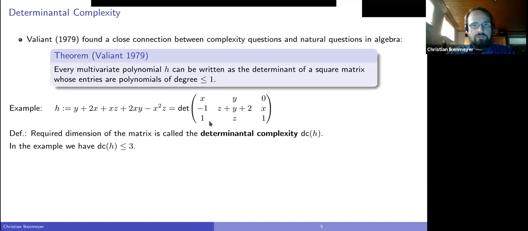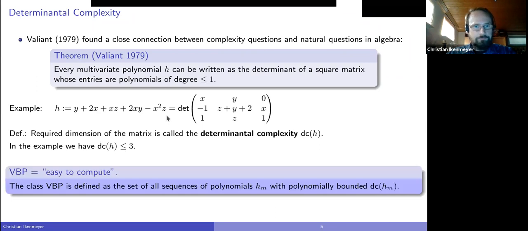You can now define the required dimension of this matrix and call it the determinantal complexity, DC, of the polynomial. This specific polynomial here, y plus 2x plus xz plus 2xy minus x squared z, has a determinantal complexity of at most 3, because we find a 3×3 matrix whose determinant is this polynomial. In fact, in this case it's easy to see that it is equal to 3, because the polynomial has degree 3, and with a 2×2 matrix with linear entries you can never get degree 3. So the determinantal complexity of this polynomial is exactly 3.